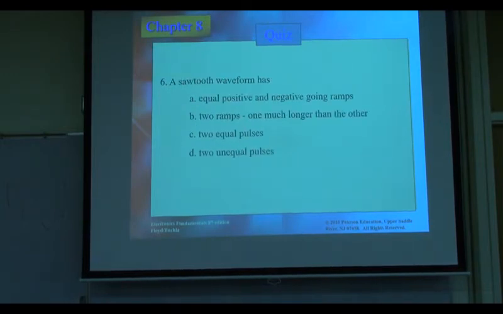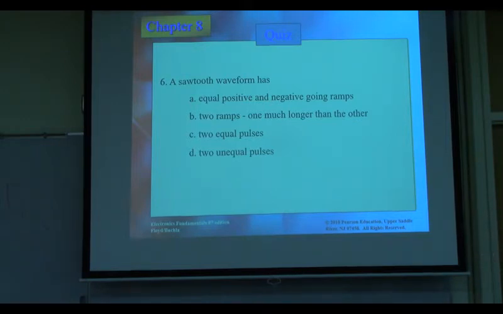A sawtooth wave: an equal positive negative going ramp, two ramps with one much longer than the other, two equal positive, two unequal positive. We didn't discuss this in the slides, right? But we know C and D: two equal pulses is a rectangle wave, and two unequal pulses is also a rectangle wave. So we have only A and B to guess.